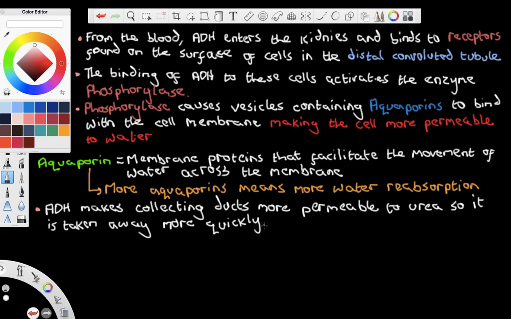It's important to note that the water reabsorbed here is what was lost from the blood in the Bowman's capsule. So it doesn't really increase the amount of water in the blood in the body. It just keeps it the same. It stops further water from being lost. Okay? So it doesn't increase the amount of water in the blood. The only way you can do that is by drinking more water. What it does is it stops water being lost.